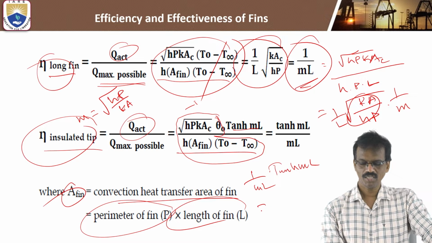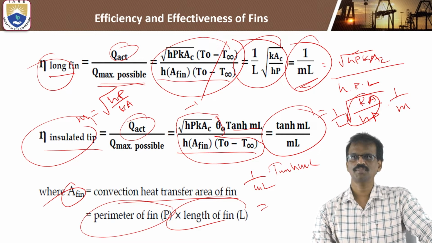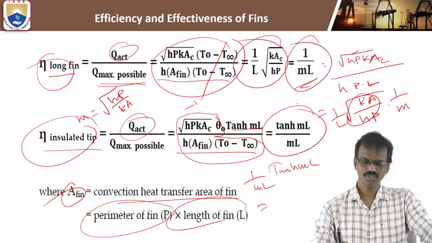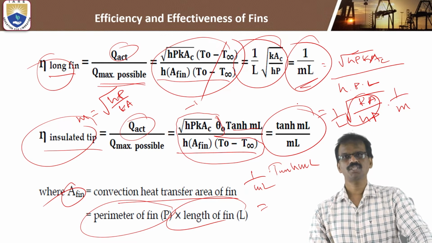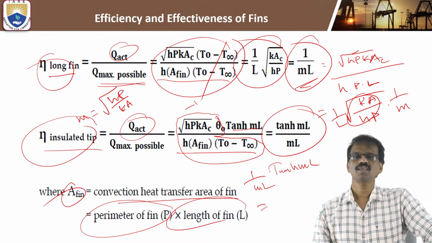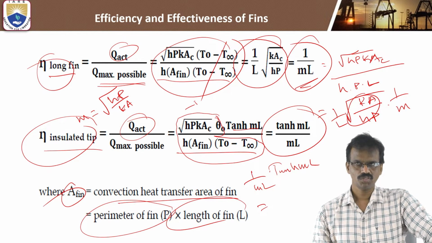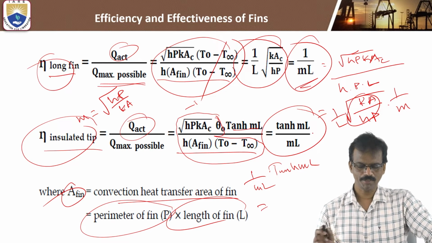So finally, this is the formula: tanh m L by m L. So efficiency of the insulated tip is equal to tanh m L by m L. So you have to remember these two formulas. Efficiency of the long fin is equal to 1 by m L. Efficiency of the insulated tip, that is the short fin, you can write like this: tanh m L by m L.